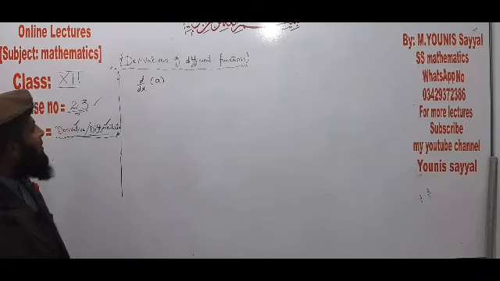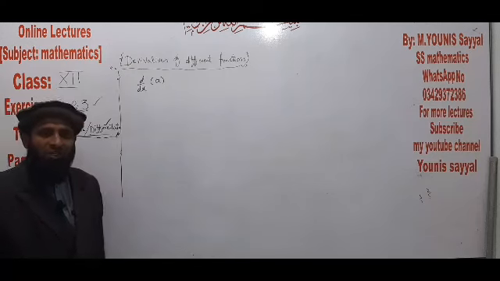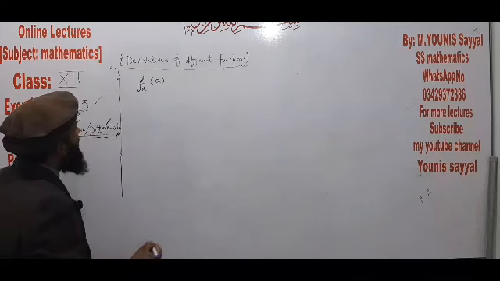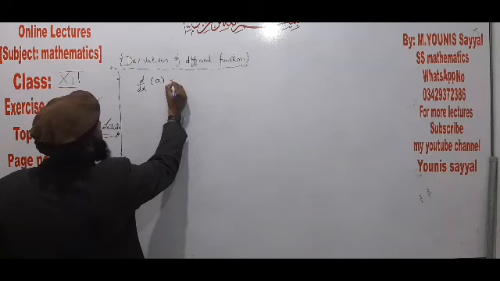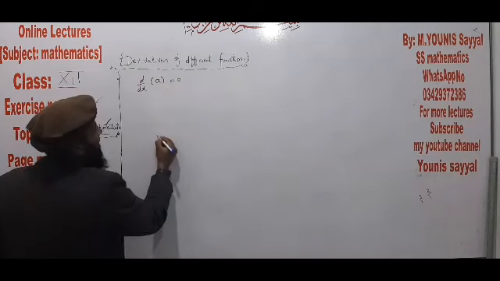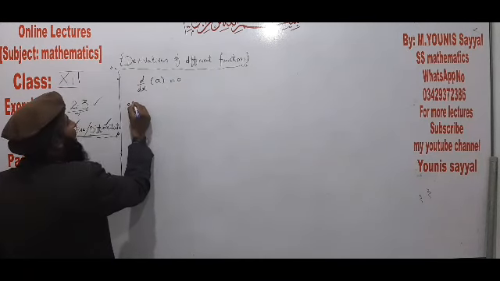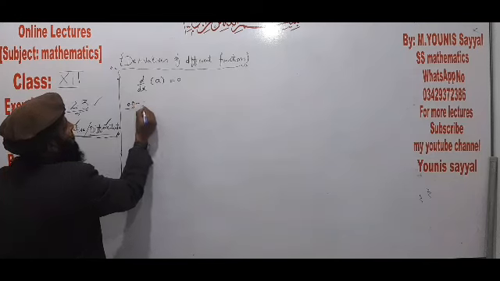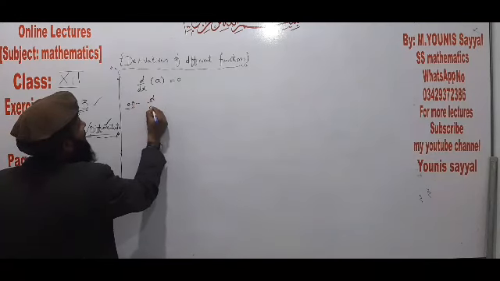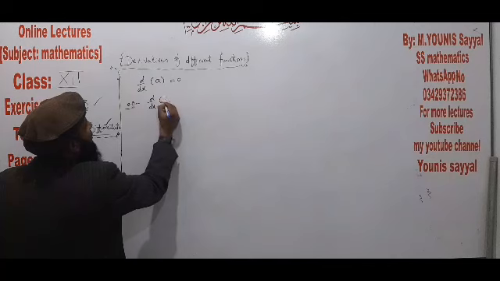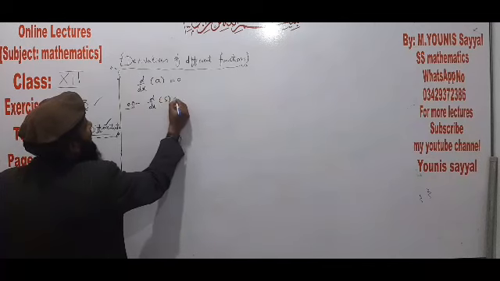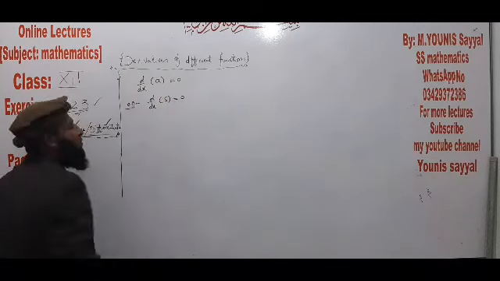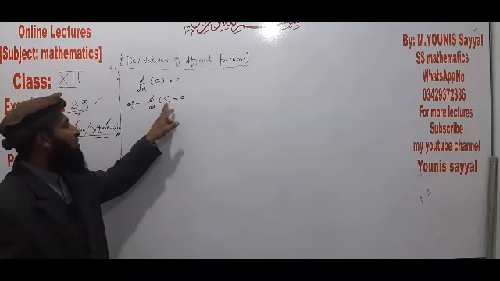These are the simple formulas of derivation. The derivative of a constant is always equal to 0. For example, I give one simple example of every derivation. d over dx of 5 is equal to 0.